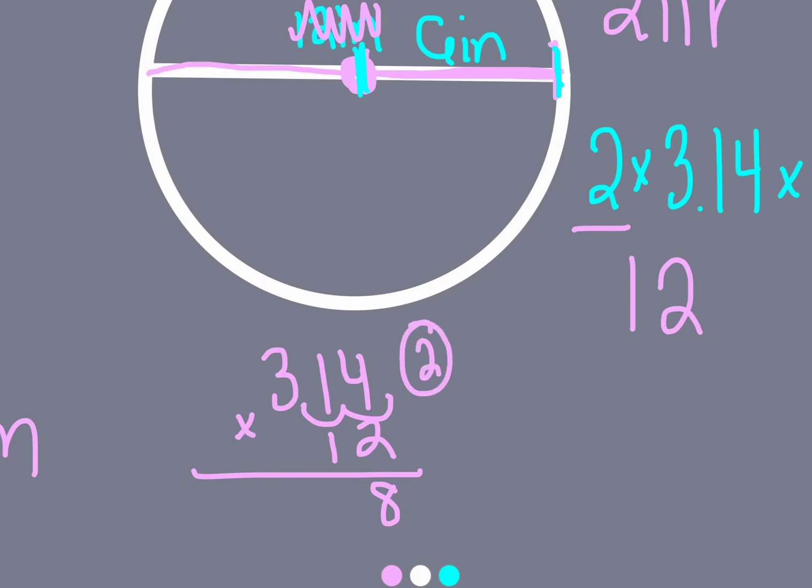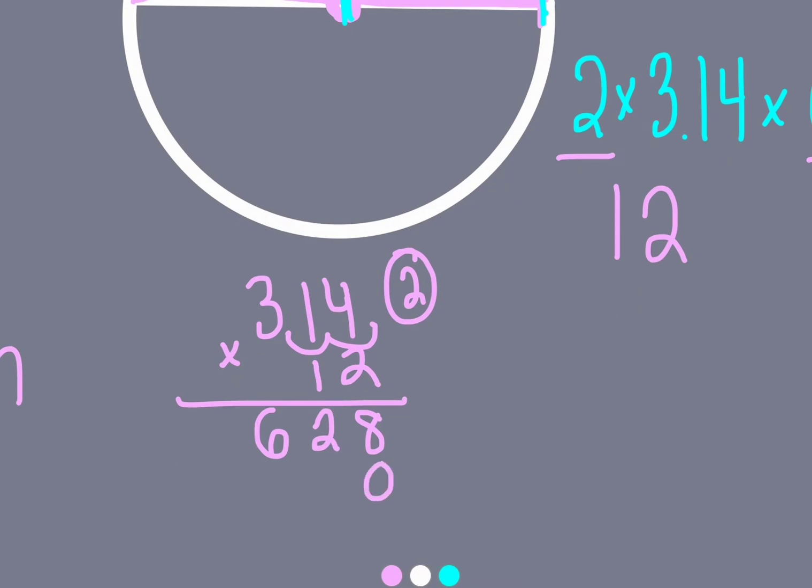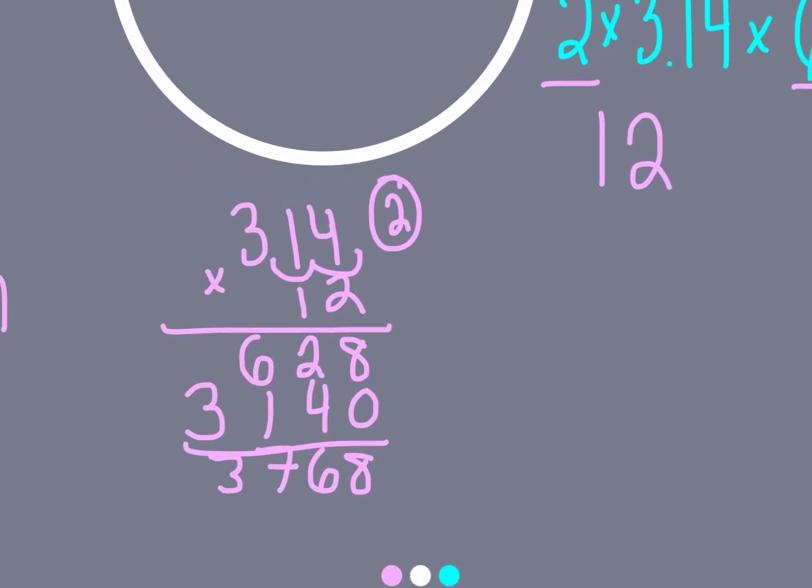2 times 4 is 8. 2 times 1 is 2. 2 times 3 is 6. Skip a line and put a 0. 1 times 4 is 4. 1 times 1 is 1. 1 times 3 is 3. I add it up. I get 3,768. Then I jump my decimal back.